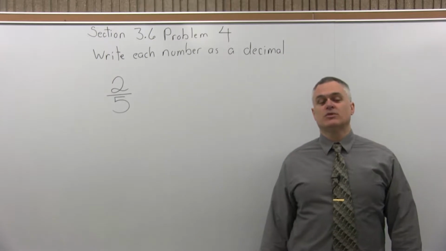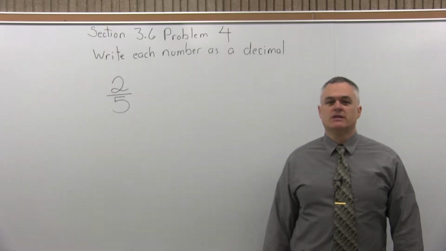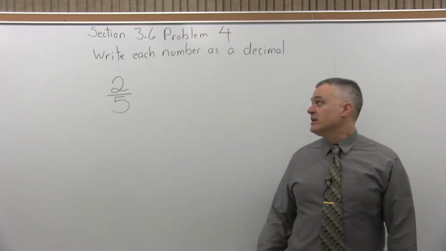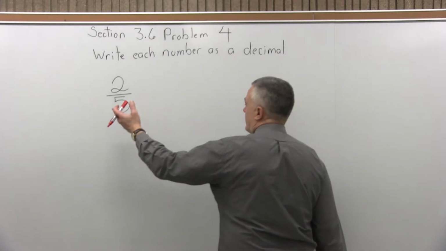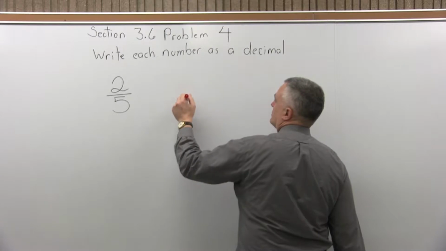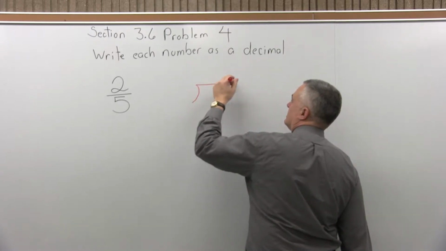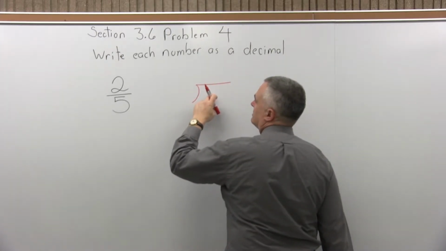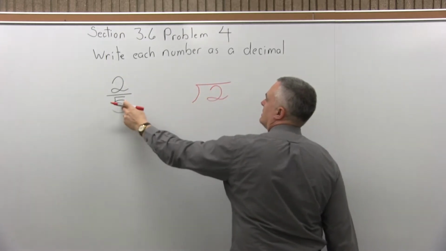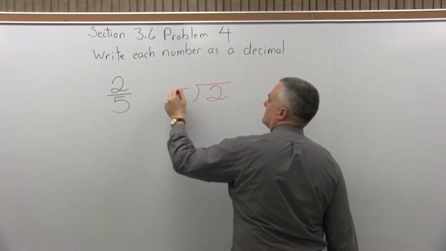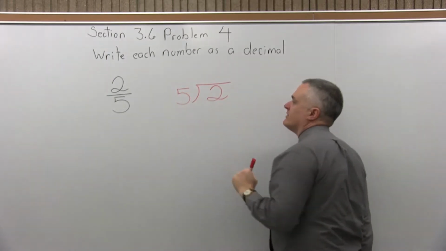This is Section 3.6, Problem 4. It says write the number as a decimal, and we have 2/5. So to write any fraction as a decimal, what you do is you write it as a division problem. So you put a division symbol, the numerator goes under the division symbol, and the denominator goes in front, like this. So you're going to divide 5 into 2.